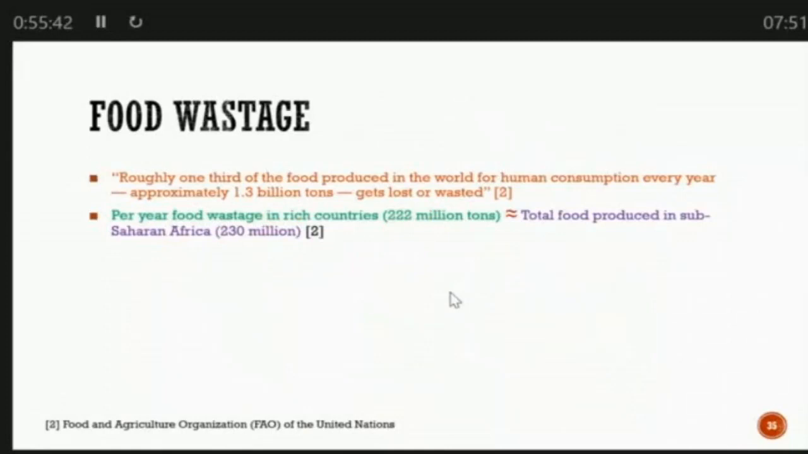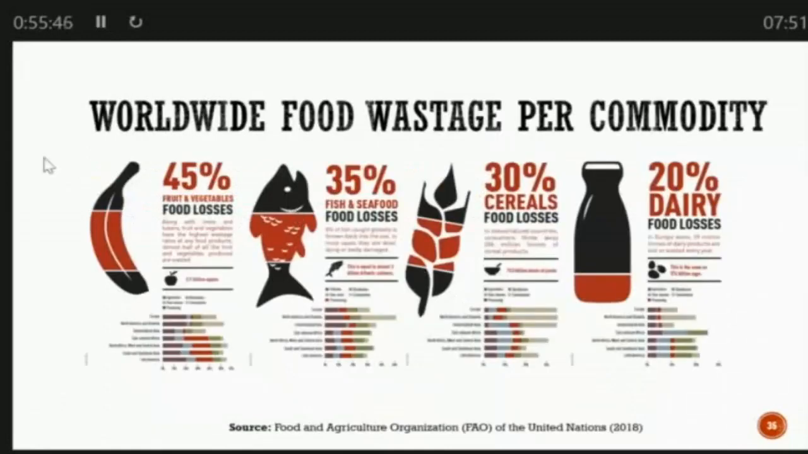Let's go into further details of what kind of food is wasted. 45% of your fruits and vegetables are going to waste overall in the world. This means that almost half of your fruits and vegetables are going to waste. Why? Because we are not using the right technology. We are not determining how to manage the waste beforehand because we are not using smart waste management techniques. 35% of your seafood, 30% of your cereal, 20% of your dairy products, all that stuff. This is a huge number.